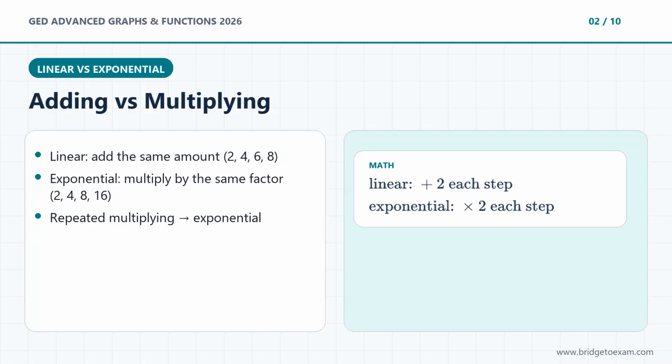A linear pattern adds the same amount each step. 2, 4, 6, 8. Always plus 2. An exponential pattern multiplies by the same factor each step. 2, 4, 8, 16. Always times 2. If you are repeatedly multiplying instead of adding, the pattern is exponential.